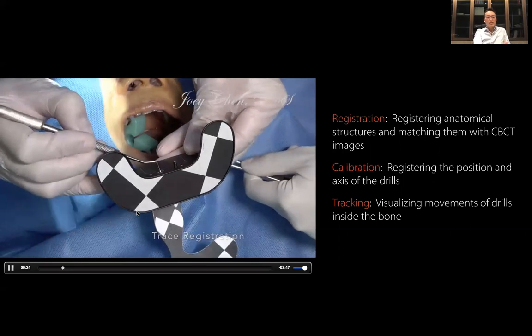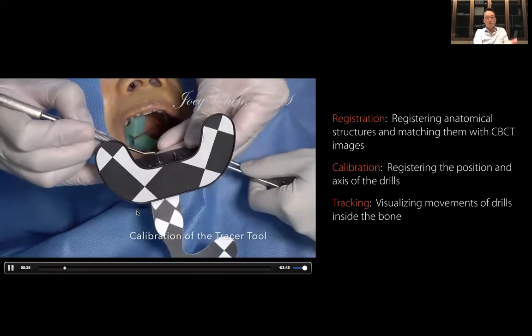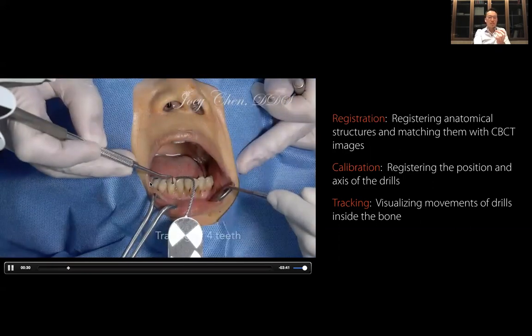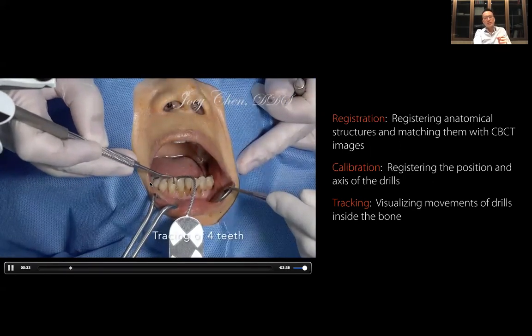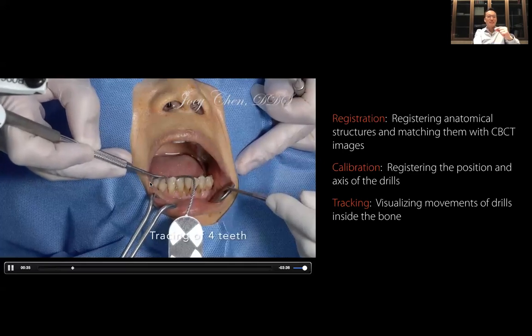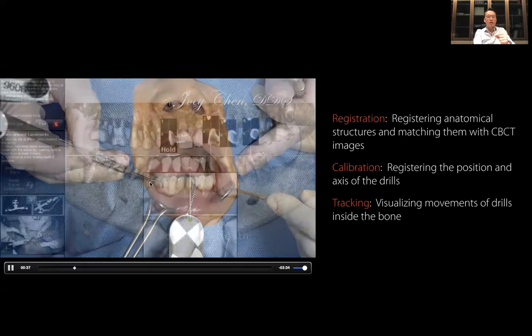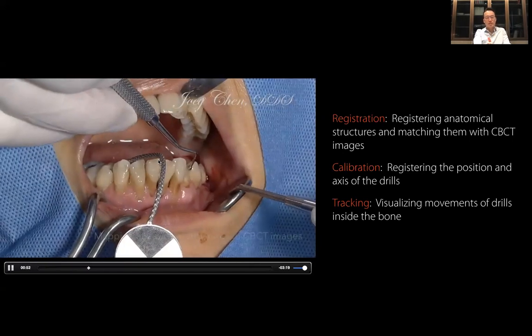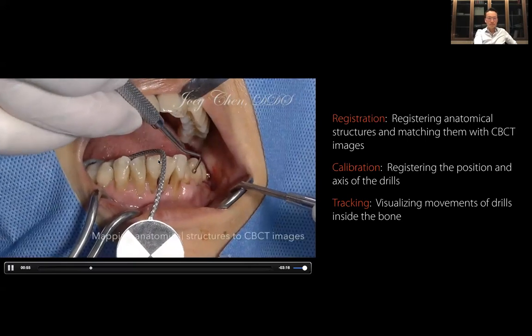And this is the registration step. I'm trying to do the trace registration here. I put the tracer tool onto the calibrator, and then I start sliding my instrument over the 4 teeth I selected. Here on the screen, we can see this number going up from 1 to 100. When it reaches 100, that means 100 data points have been collected, so I can move on to trace the next tooth.